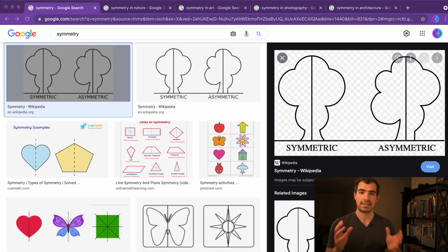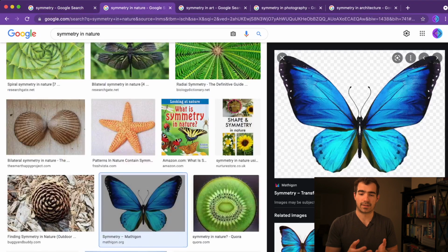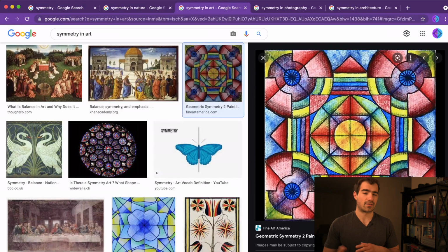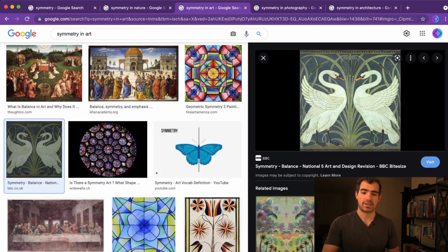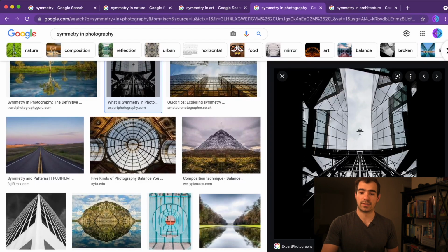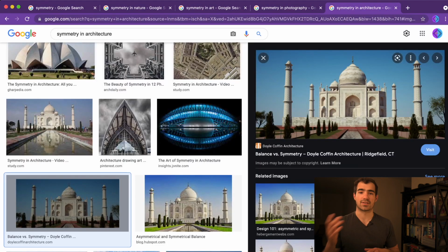There's a sense of evenness to the whole thing where it's balanced perfectly on both sides of some central dividing line. And this is something we see all over the place, right? We see this in nature. The classic example is probably a butterfly, where if you were to draw a line down the center of the butterfly and fold it over, the wings would match up perfectly. We see this in all kinds of examples in art, where we've got this crazy mosaic here, or these two swans here.